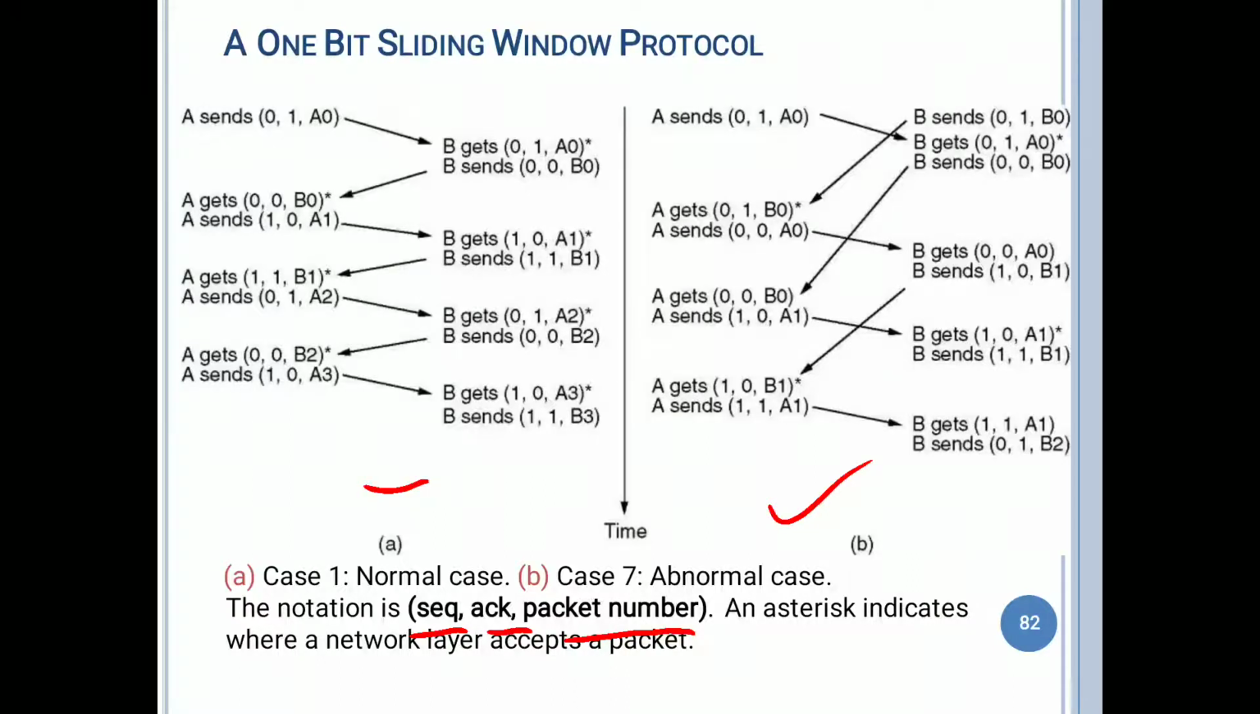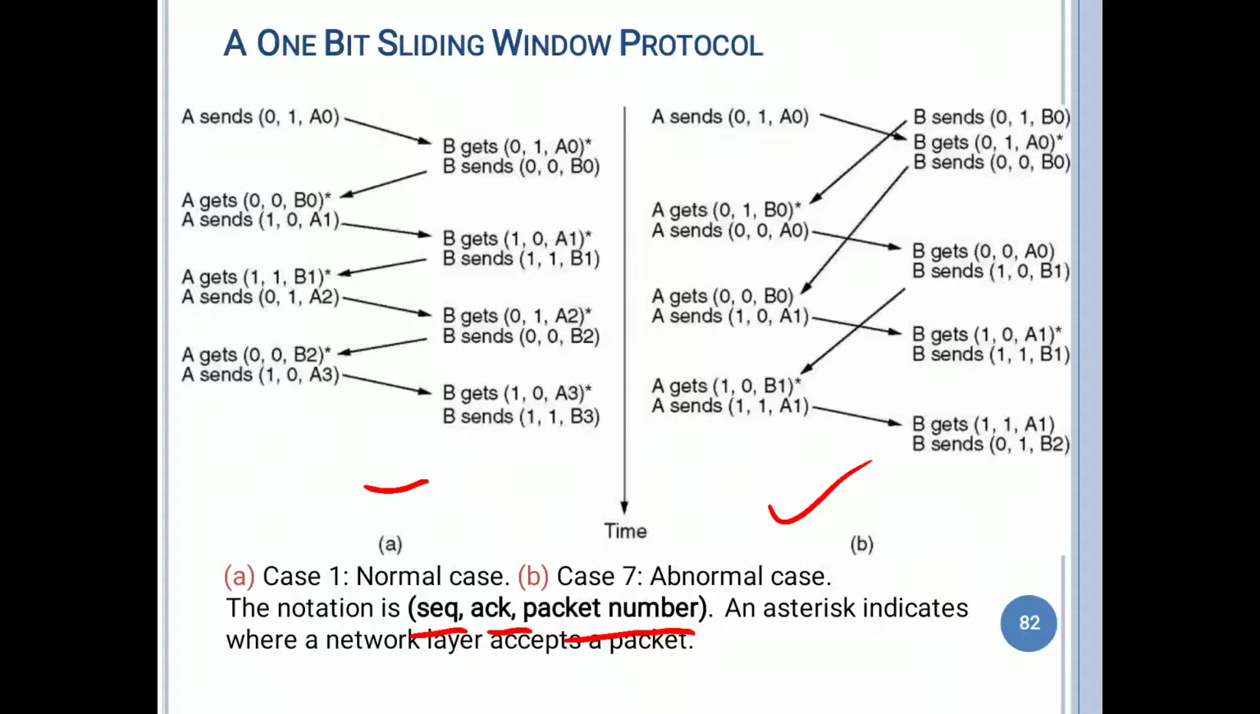This is a normal case. Why is this a normal case? Here it follows the stop and wait protocol, a simple stop and wait protocol. First A starts sending the data. After receiving the data only, B starts sending the data. When it is received by A, only then will it start again. That is called the stop and wait protocol technique.